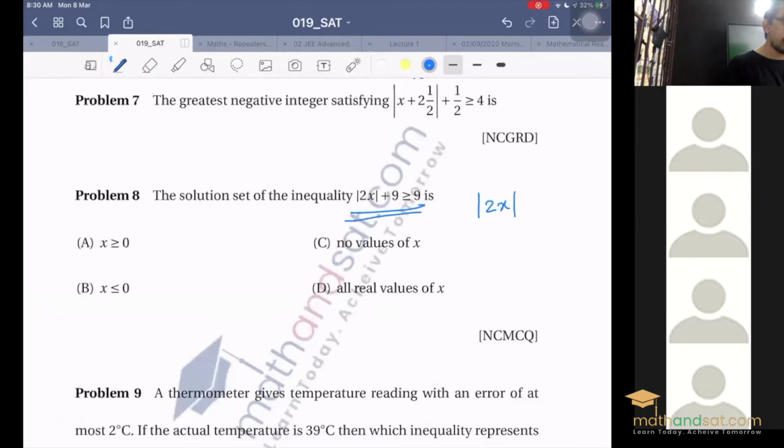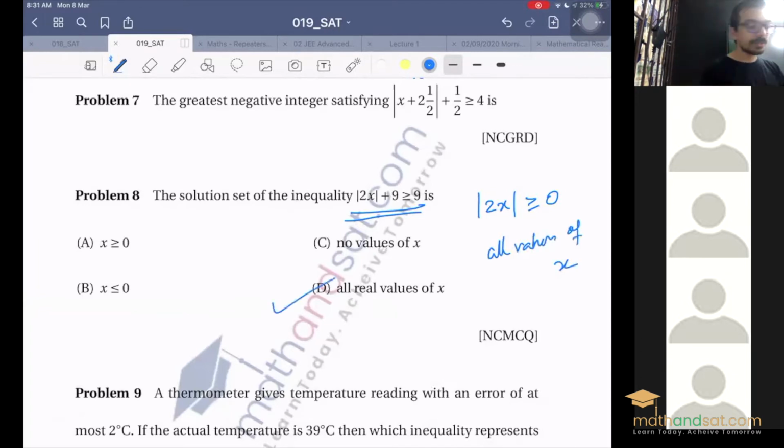Modulus of 2x is greater than or equal to 0. This means that the absolute value of 2 times x is greater than or equal to 0, which is true for all values of x. You take any value of x, double it, take the absolute value, it is always going to be a non-negative number. So all values of x.